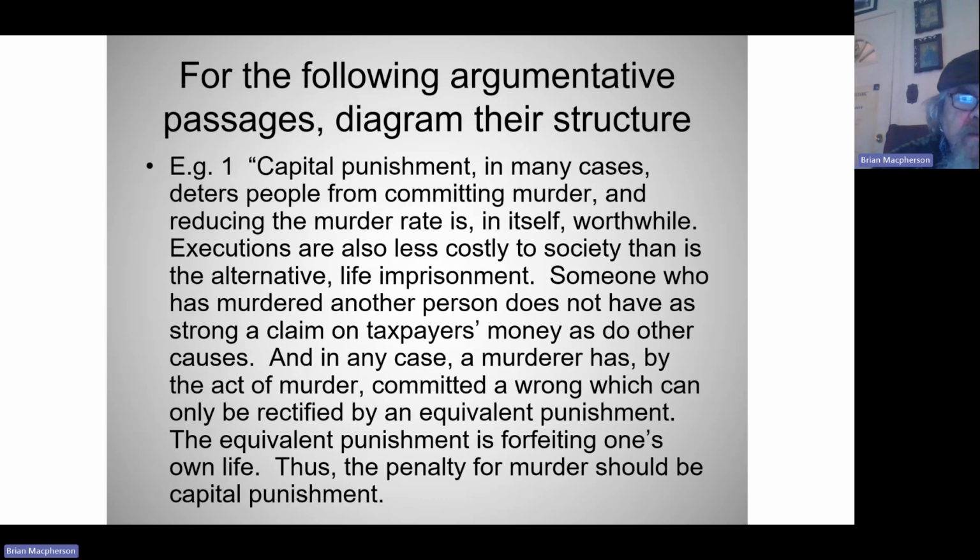All right. So the idea is that it deters, and deterrence is worthwhile. Those go together, right? To say that executions are less costly to society and people that commit murder don't have a claim on taxpayers' money go together to support capital punishment is justified. And finally, a murderer has committed a wrong which needs to be rectified by an equivalent punishment, and the claim that the equivalent is forfeiting one's life. Those two go together as well to support the conclusion.